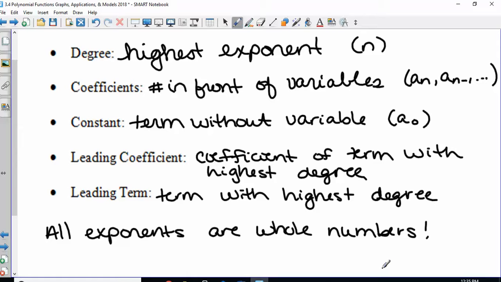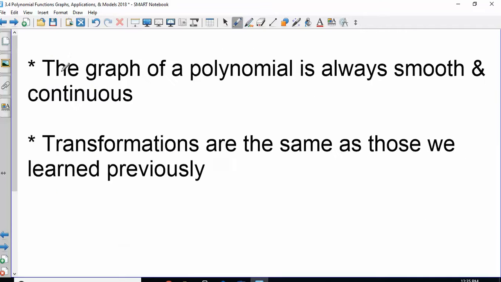Okay, make sure you're with me here. Fill in your notes and ask questions if there's something I talked about that you don't remember. When we look at these graphs, the graph will always be nice and smooth and continuous. There's not going to be any corners, no breaks in the graphs, no asymptotes, nothing weird here. Any transformations follow the same rules that we've used before, so we're not learning anything new there.